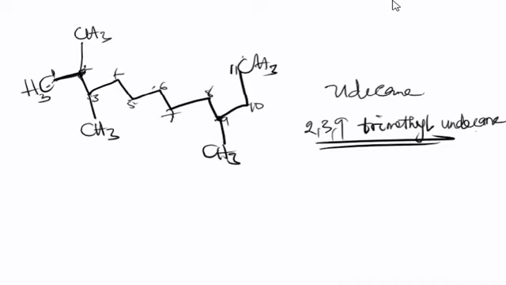So the next rule here says numbers which indicate positions of substituents are separated from the name of the substituent with hyphens. So this is what we mean actually. So this is 2,3,9. So I'll add a hyphen here, trimethyl undecane. So this number should be separated from the name of the substituents using a hyphen.